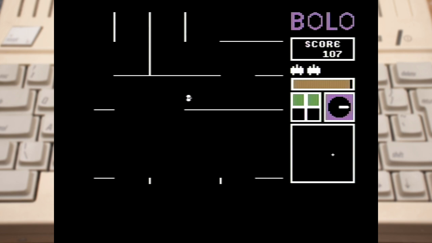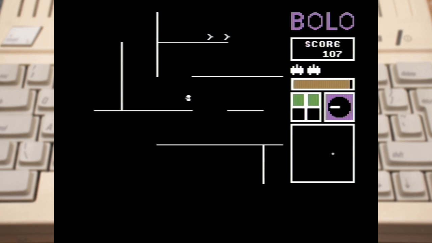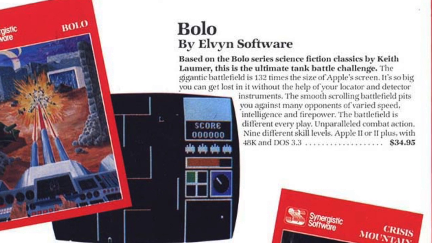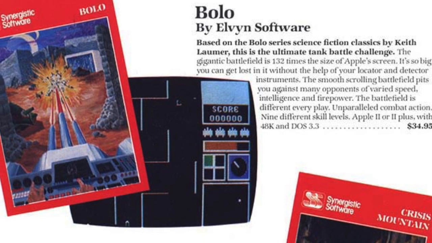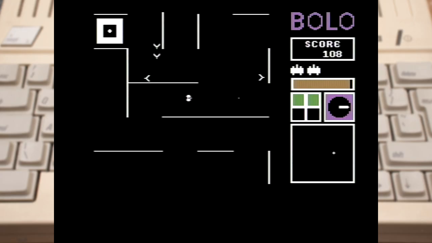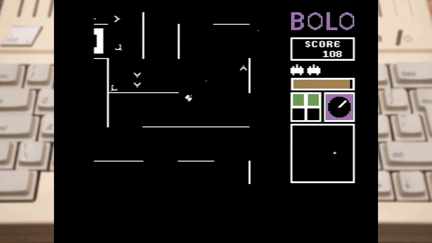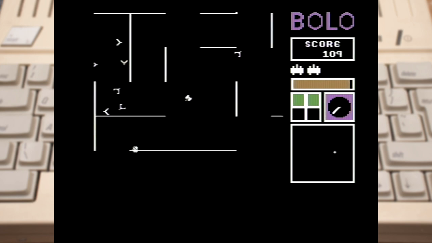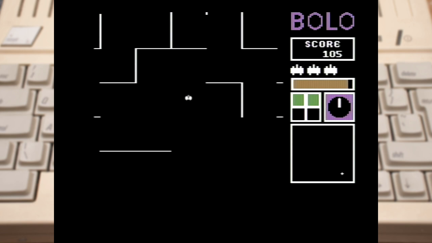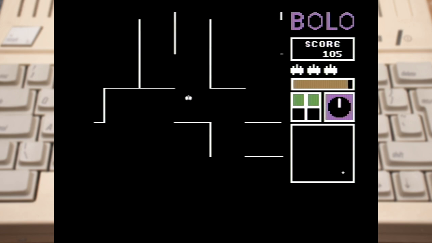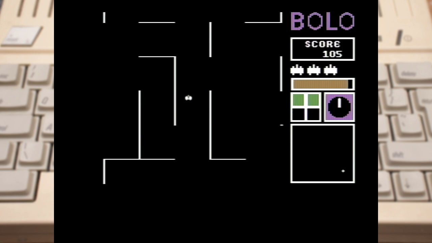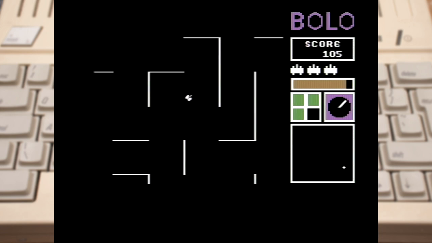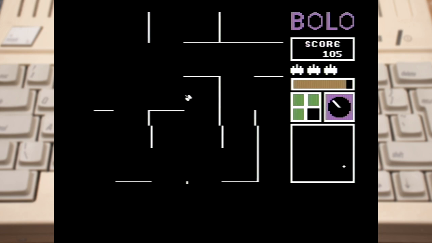The giant maps. It's the first thing that was cited in its adverts, being there 132 times the size of the Apple II screen. And honestly, that's probably a little too much for a game in this era. In most of my time playing Bolo, I found myself just wandering about with nothing happening around you, scouring the void to find those Spartan signs of life. In the form of an enemy stronghold, of course.